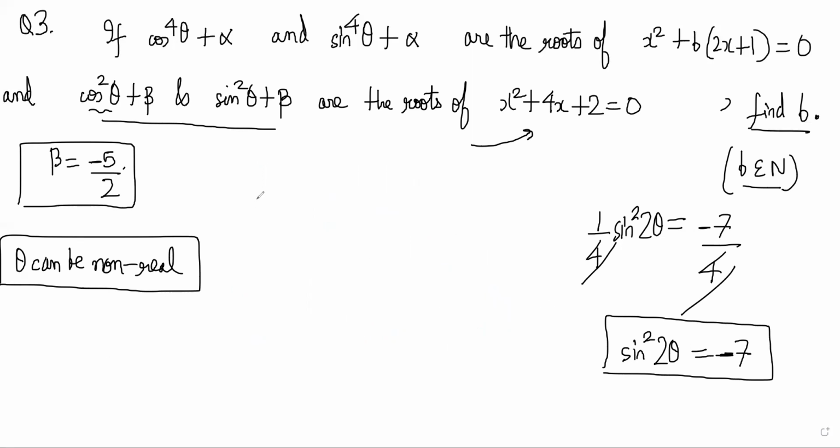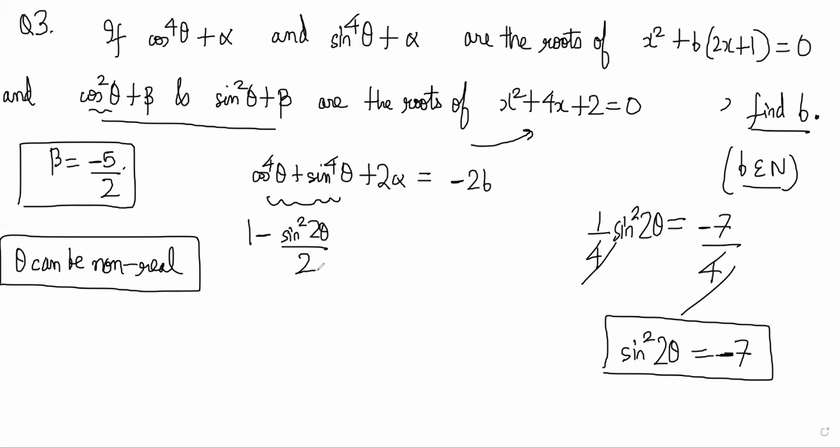So first one, if you do sum of roots, you get 2 alpha plus sin^4 theta plus cos^4 theta is -2b. Then sin^4 theta plus cos^4 theta can be written as 1 minus sin^2 2theta by 2, right? Sin^2 2theta would have been 4 sin^2 cos^2, divided by 2 would be the same thing as this, right? Plus 2 alpha is equal to minus 2b.